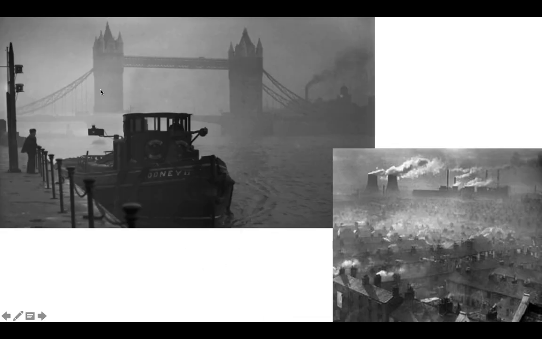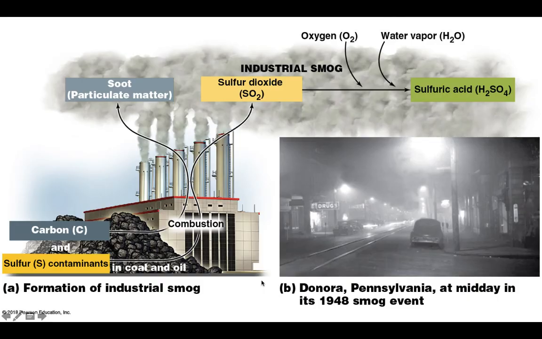You can see this is London Bridge, very smoggy. And here's some tenement houses in Britain. You can see that's the source of the industrial smog. Here's a nice infographic that shows you that the combustion of coal, but also fossil fuel combustion with diesel in your car, leads to the production of soot and sulfur dioxide, which forms sulfuric acid. And that's what industrial smog is, basically: soot, sulfur dioxide, and sulfuric acid.